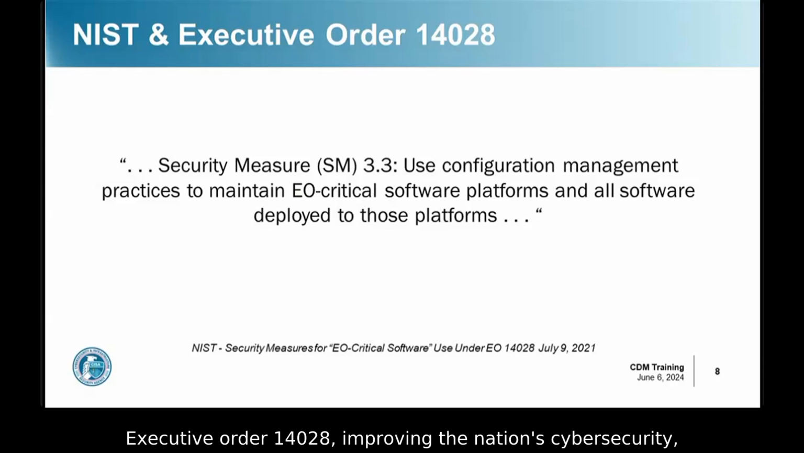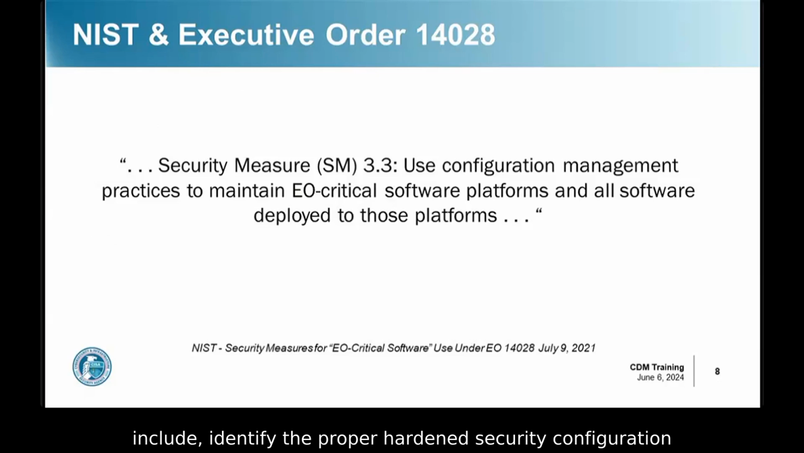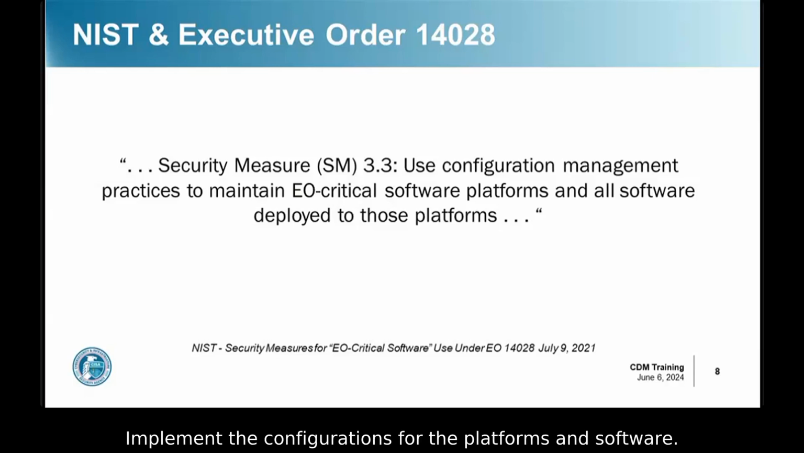Executive Order 14028, Improving the Nation's Cybersecurity, was issued in May 2021. This order required agencies to enhance cybersecurity and software supply chain integrity. Some of the items agencies must address include: identify the proper hardened security configuration for each EO critical software platform and all software deployed to that platform. Implement the configurations for the platforms and software. Control and monitor the platforms and software to ensure the configuration is not changed outside of the change control processes.